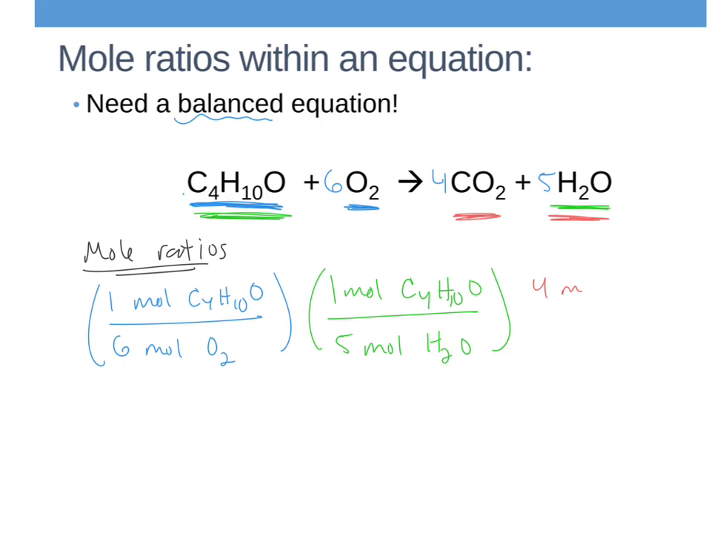I could say, well, for every 4 moles of carbon dioxide, if I make 4 moles of carbon dioxide, apparently I also make 4 moles of water from this reaction. Right? And again, you could go on and on. It can be any two things.